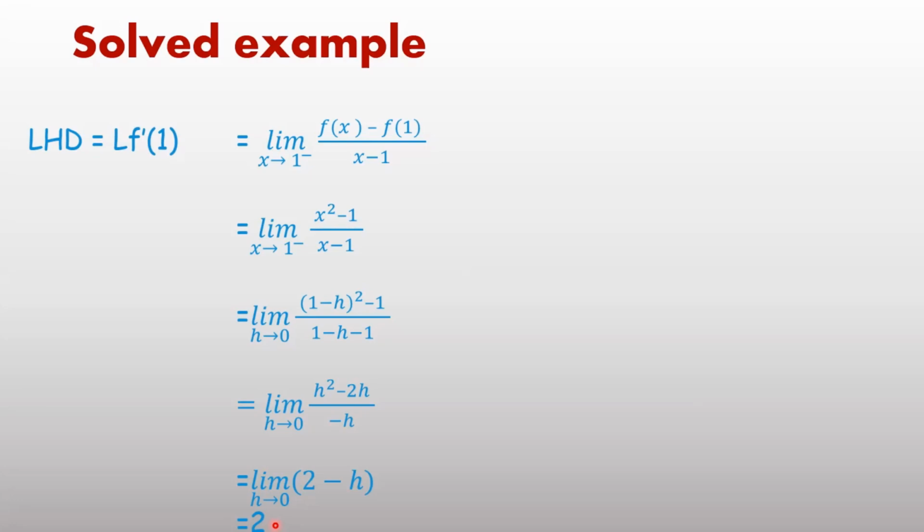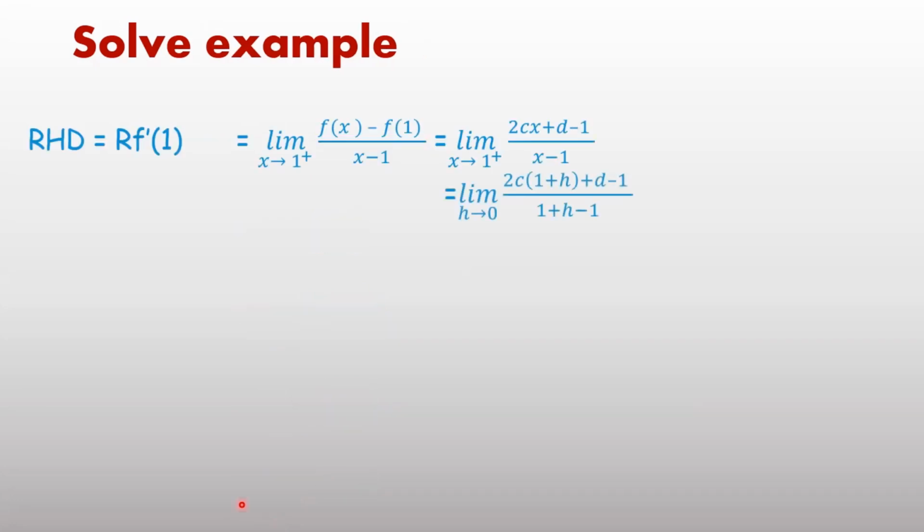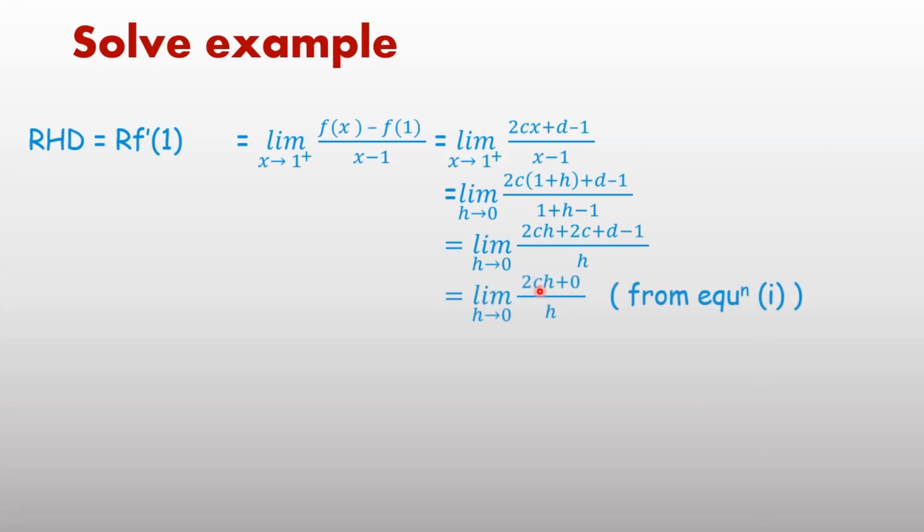Now calculate the right hand derivative. Same process, 1 plus. If x is 1 plus, meaning greater than 1, the function is 2cx plus d, minus the value of f(1), which is 1. Again in place of x, write down 1 plus h, simplify. Already in the first equation we have 2c plus d as 1. Writing 2c plus d as 1, 1 minus 1 is 0. Therefore what remains is 2ch upon h, cancel out, equal to 2c.